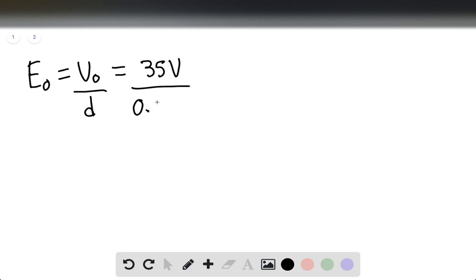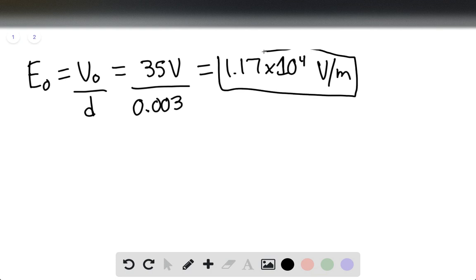We need E sub 0. So this would simply be equal to V sub 0 over the separation distance. So this would be 35 volts divided by 0.003. And we're getting 1.17 times 10 to the 4th volts per meter. So this would be our third answer for part A.